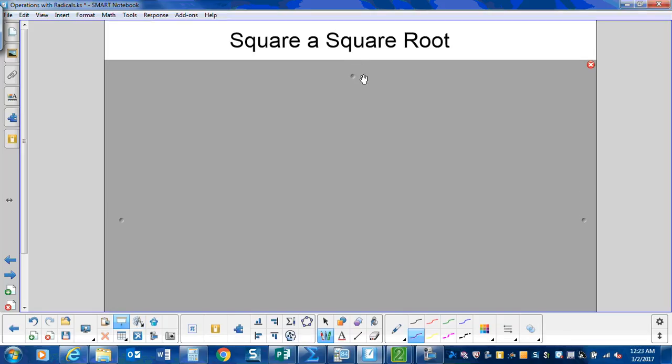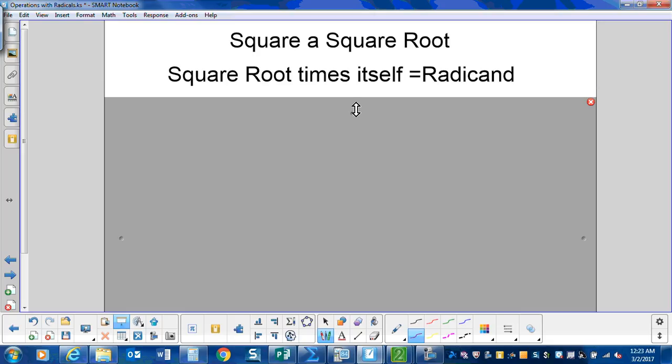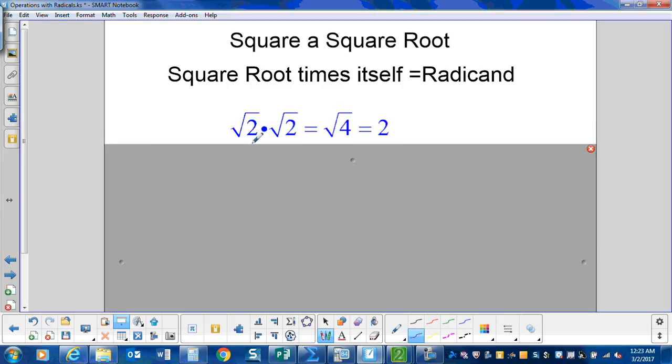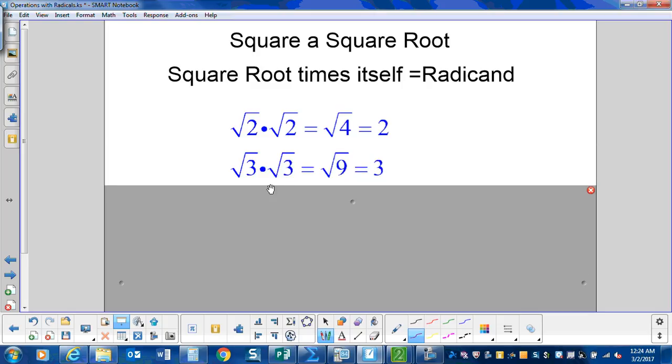When we square a square root, in other words, when we take a square root times itself, it equals the radicand. So I have the square root of 2 times the square root of 2, really that equals the square root of 4, which is 2. So when I squared the roots, I got the radicand, the number under it. Square root of 3 times the square root of 3 is the square root of 9, or 3.